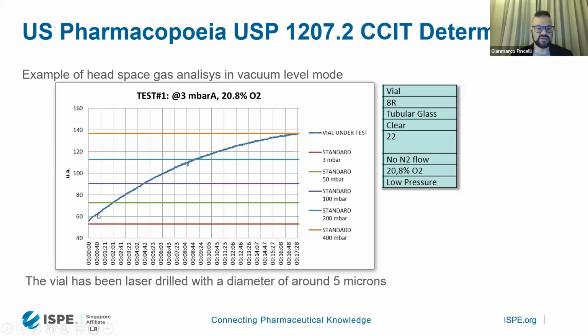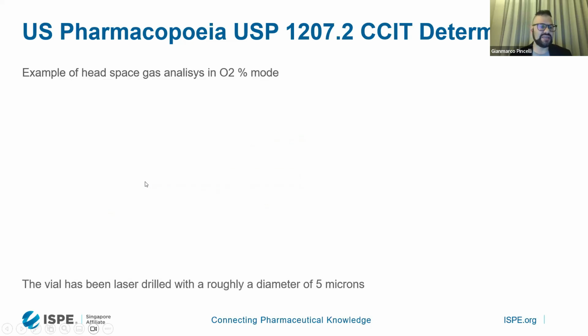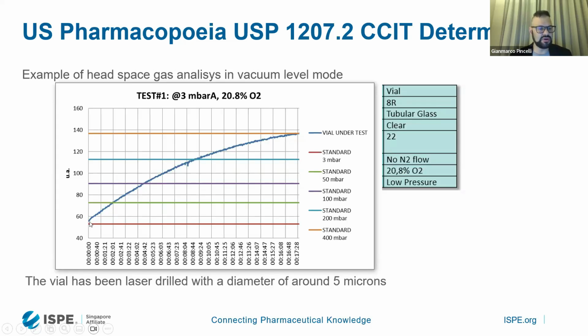Okay, you can see the unit. For example, 100 millibar gave out the result of 90. It is not a unit of measure, 90 is just a number. Okay. So you can see that at time zero you have the graph, the readings. These are multiple readings over the time. You can see that the pressure is constantly rising over the time. After 2 minutes, you reach inside of the vial 50 millibars, starting from 3. After 4 minutes, you reach 100 millibar. That's it. This is an example where we got 400 millibar after 17 minutes.